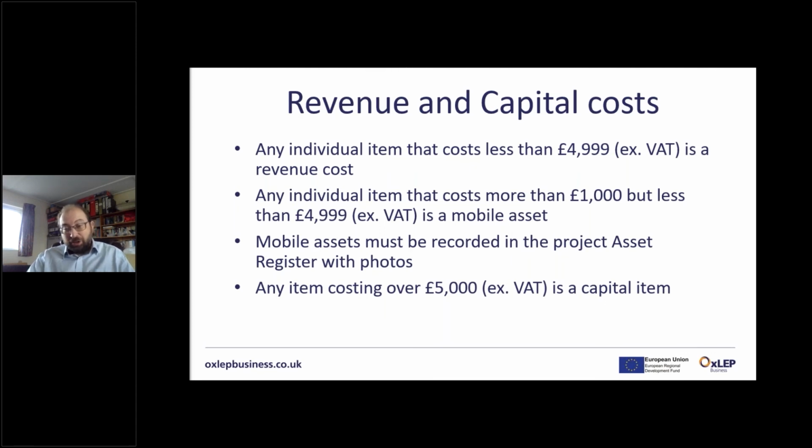And therefore, any individual item that costs £5,000 or more, all of these are excluding VAT, I should say, is deemed to be a capital item. So it becomes a capital cost within the program. The information we need to add to the asset register is exactly the same as for a mobile asset, but the categorization within the budget that you put into your application will be different. Next slide, please.